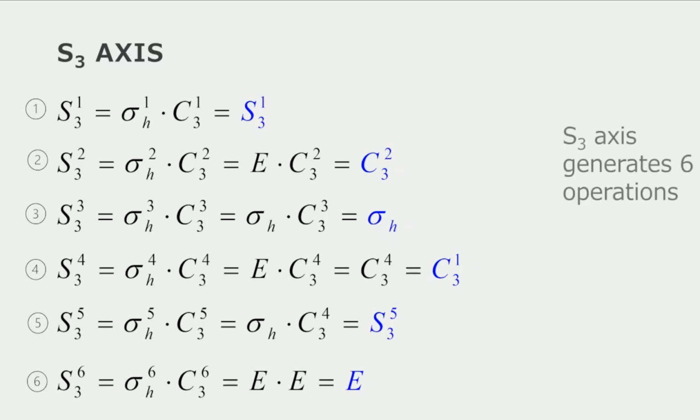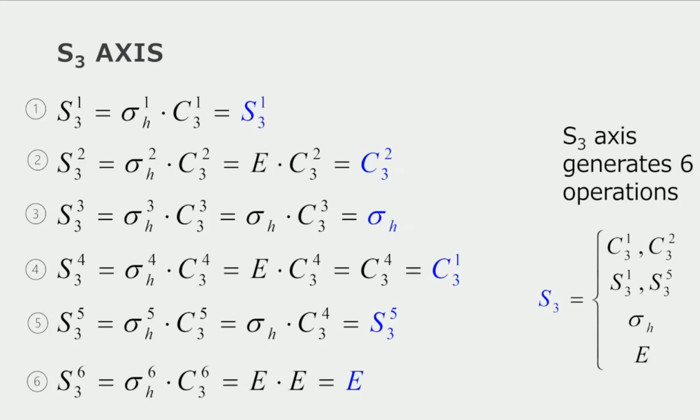Thus we see that S3 improper axis generates 6 operations, which may be consolidated as 2 C3 operations, that are C3 to the power 1 and C3 to the power 2, and 2 S3 operations, that is S3 to the power 1 and S3 to the power 5, and there is a sigma h operation, and the last one is identity operation. So there are 6 different operations.